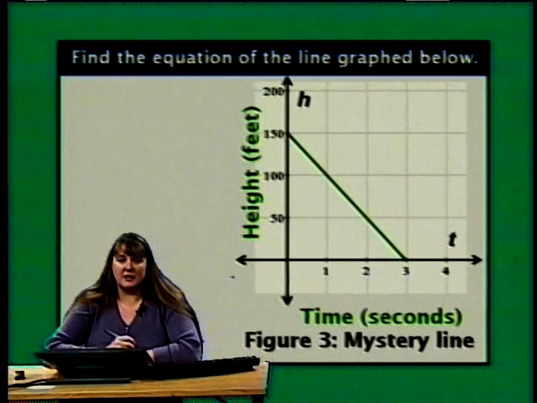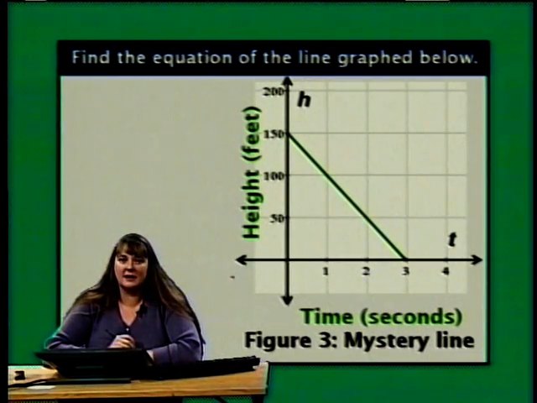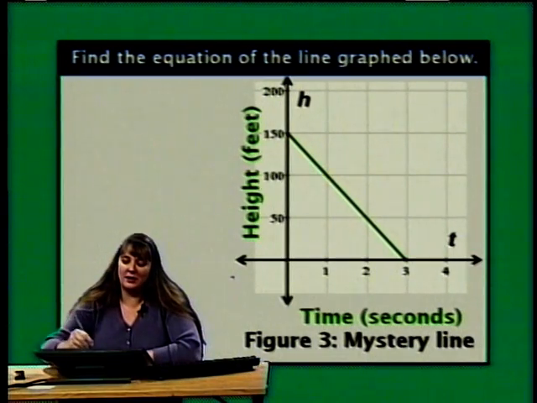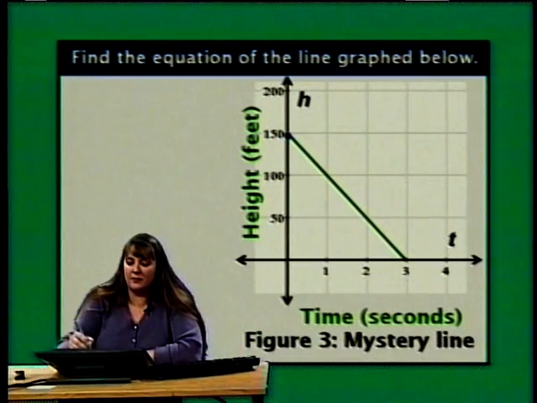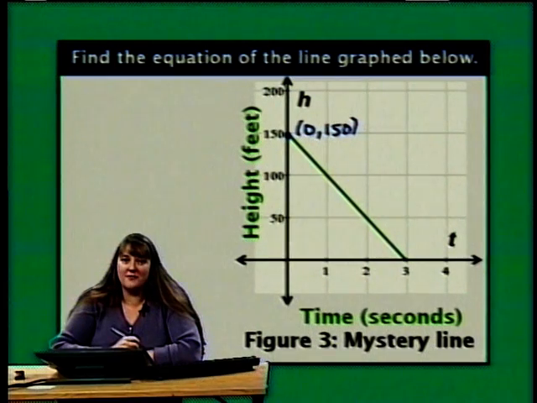Let's look at another example. In this mystery line, it looks like we're looking at height in feet on the vertical axis depending on time in seconds. And let's learn a lesson from the last example that we looked at. Looking at the graph, it seems pretty clear to me that the vertical intercept is 0, 150. So I think instead of starting in point-slope form this time, I'm just going to use slope-intercept form to write the equation of this line.